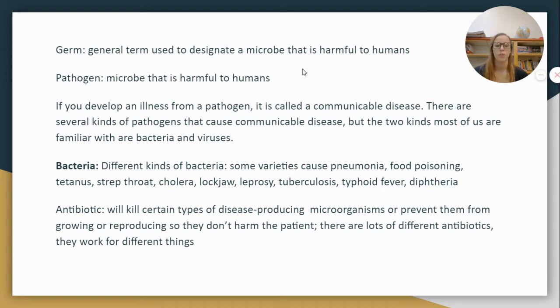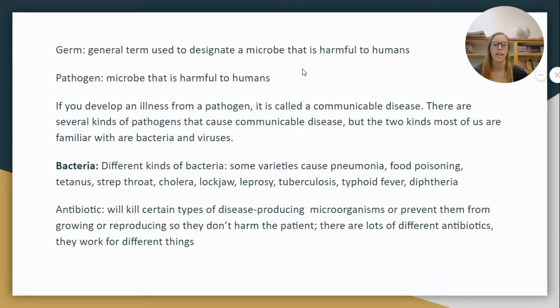Some of the diseases like tuberculosis, leprosy, cholera even, they really don't affect us as much anymore because we have vaccines or antibiotics that help to prevent them. They're more diseases for years ago.